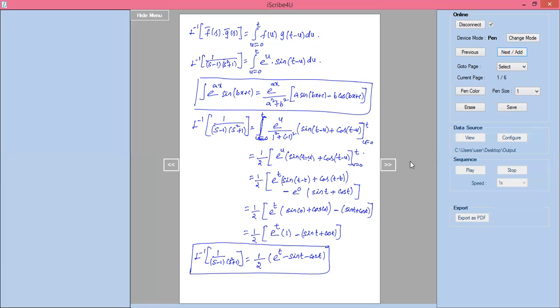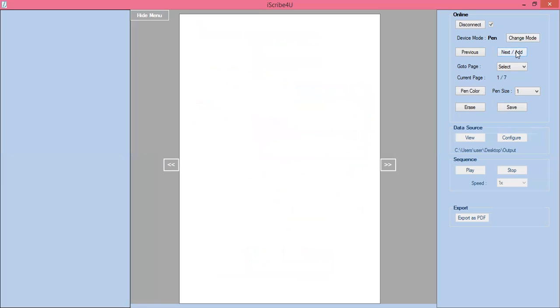I'll give some assignment problems. You can simplify them in the same way. So assignment problems I'm giving here. Assignment problems, using the convolution theorem.